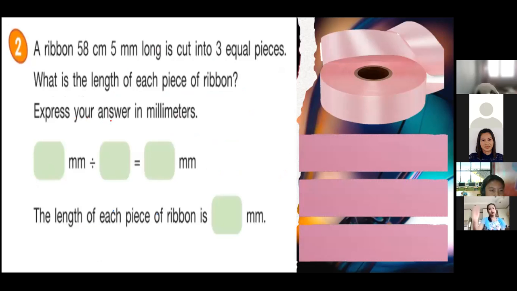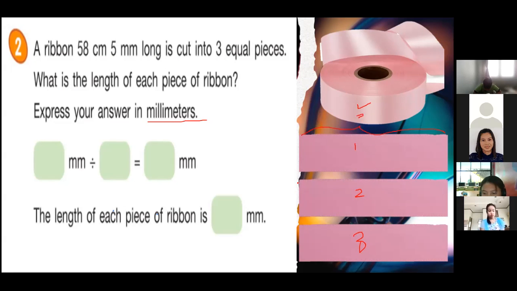Again, express your answer in millimeter. So we have here a ribbon. So we have the example. This is the ribbon, okay? The ribbon has 58 centimeter and 5 millimeter length, and it's cut into 3 equal pieces. So one, 2, 3. The question here, what is the length of each piece of ribbon?